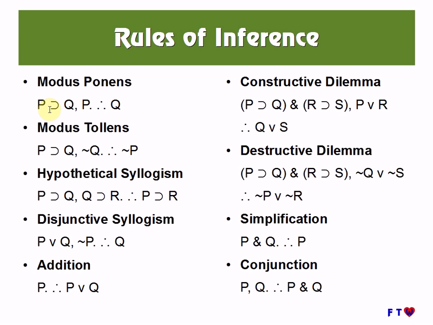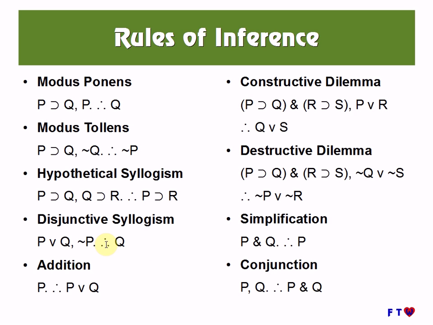And we also have logical operators here. We have a horseshoe, which means if then. It says there's a conditional here, so this means if P is true, then Q is true. Here we have the tilde, which means not. This means that Q is false. Here we have a wedge shape, or a V, which means or. So this means P is true or Q is true. And over here we have an ampersand, which means and. So this means P is true and Q is true.